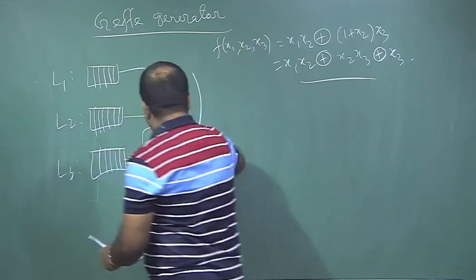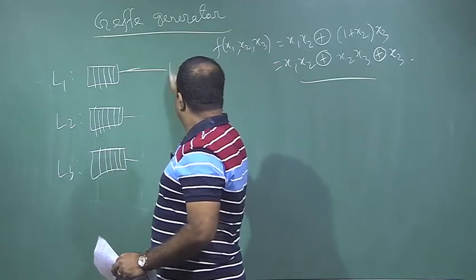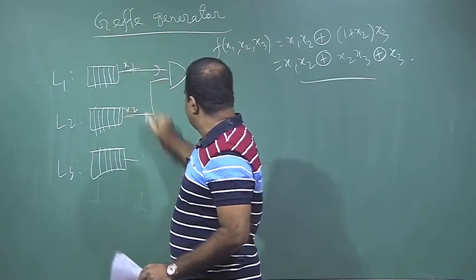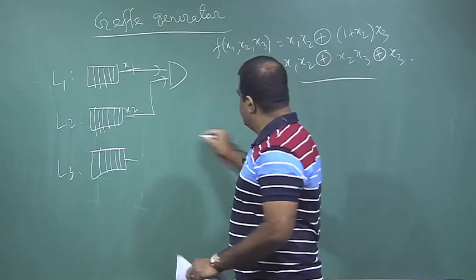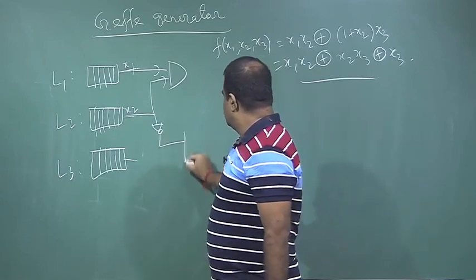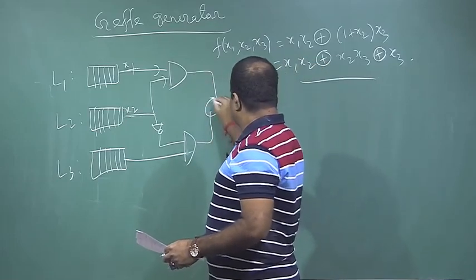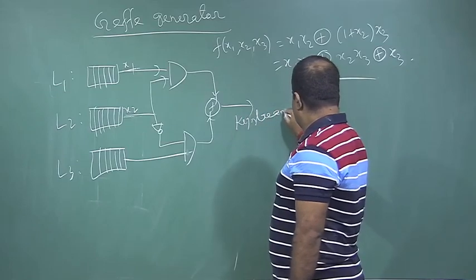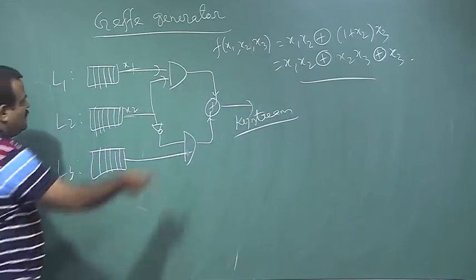So, we can just draw this in a logical way. So, this is x1. x1 is ANDing with x2. So, this is x2, this is x1, x1 is ANDing with x2, and then this x2 is also having a negation. And this we are ANDing with x3. These two we are just XORing, and it is giving us the keystream. So, this keystream is a nonlinear keystream because we are using the nonlinear function f like this.